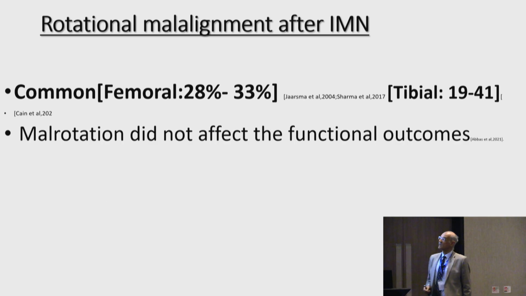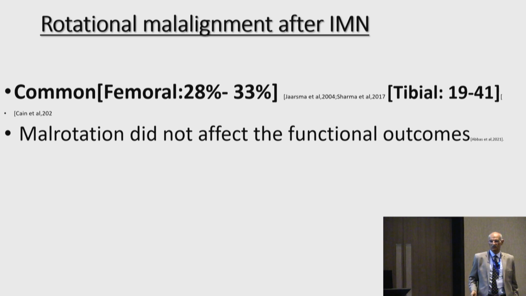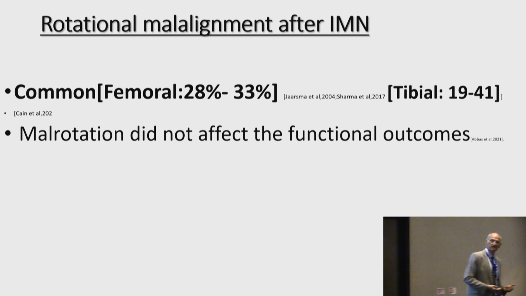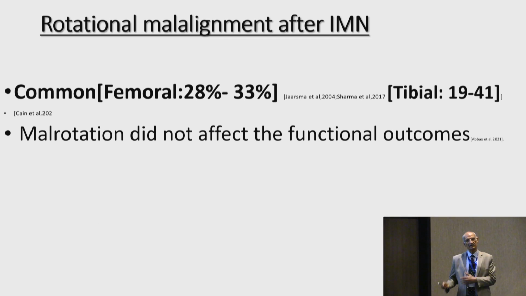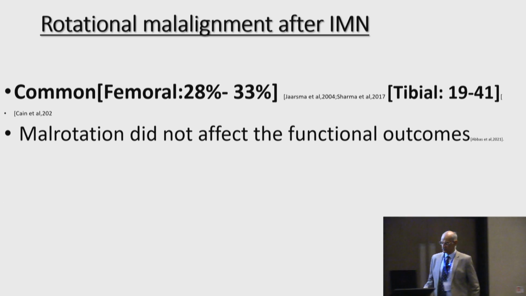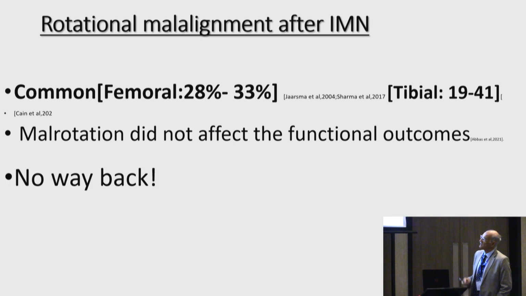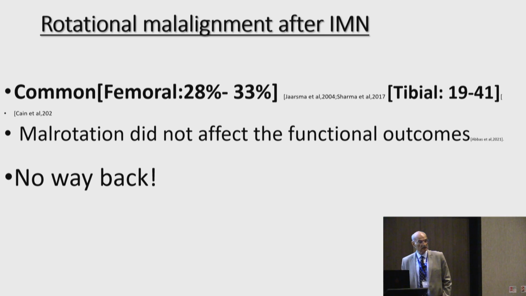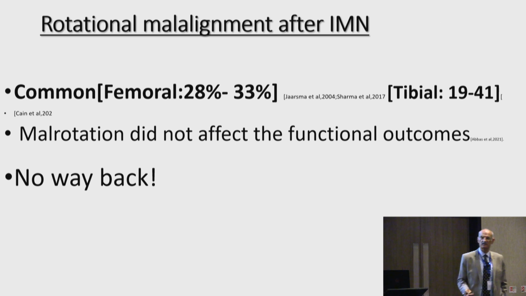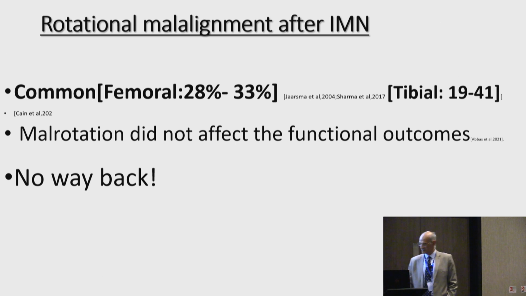But as usual, malrotation did not affect the functional outcomes. This is usual. Why is it usual? Because, you know, if you want to make something look better, you choose the short follow-up. So they choose 2 years, 1.5 years. Of course, 1.5 years won't show anything, but we didn't see papers with 20 years follow-up or something. Remember, after nailing, there is no way back. You have to take the patient to the operating theater again. But still, nailing is the primary treatment of fractures in most of the centers or all the guidelines.